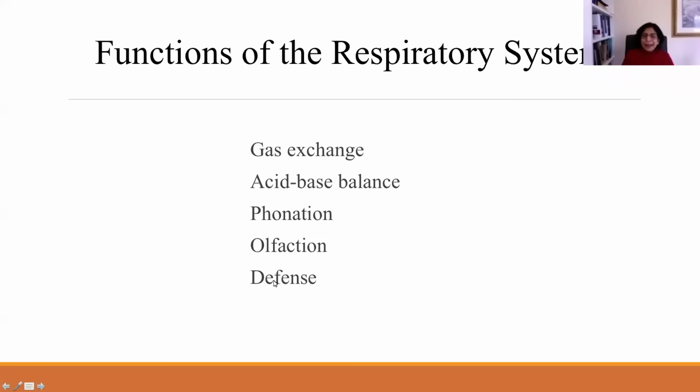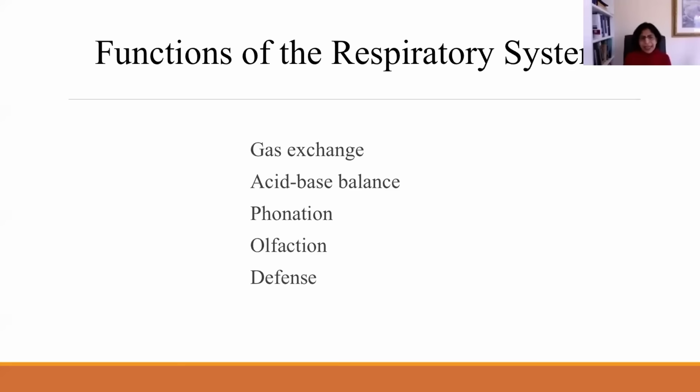Let's take a look at the basic functions of the respiratory system. The primary one, as you know, is gas exchange, bringing oxygen into the lungs and eventually into the blood and ultimately to the cells is the goal. And in a similar fashion, CO2 from the cells is taken to the blood and then to the lungs and then to the atmosphere. So that is done in a very sophisticated manner. We will explore these in different sections.